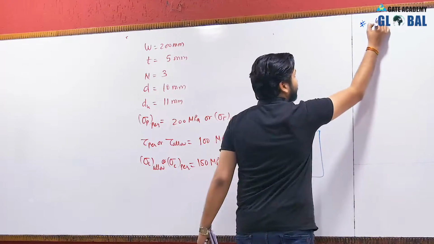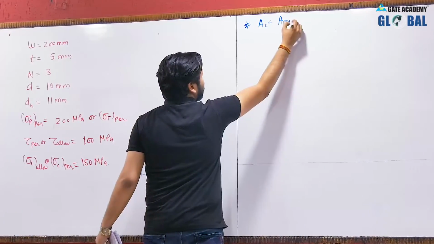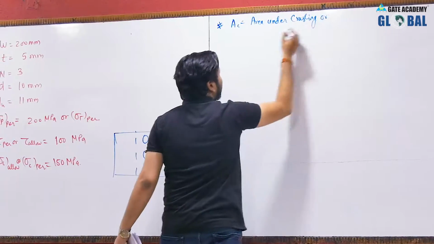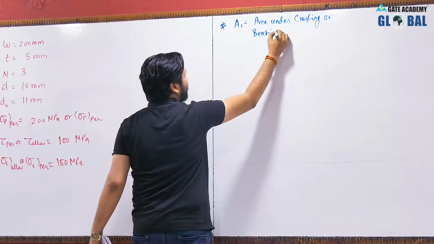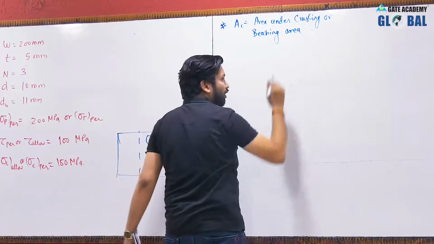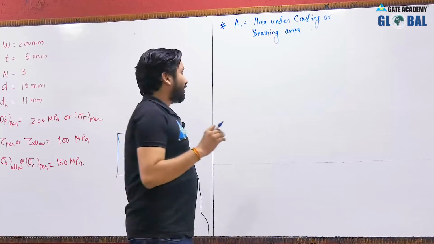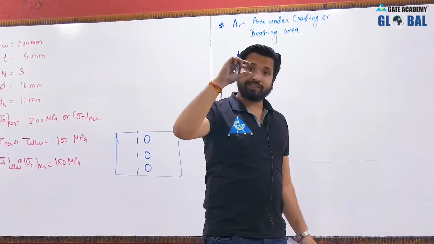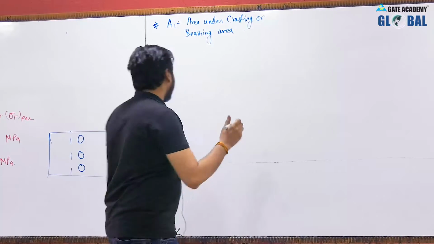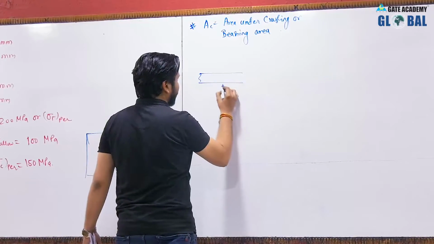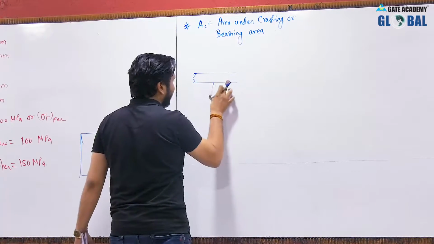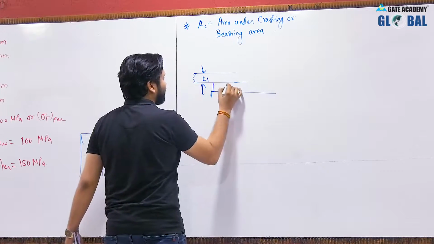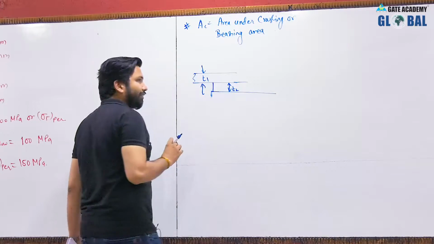So AC, that is area under crushing, or you can call it bearing area, is equal to the projected area in the thickness of a single plate only. I have told you that if we have 2 plates like this, and we have a rivet hole in which we have a rivet, this is plate number 2. The plates may have different thicknesses also. Let us say this is T1 and T2.